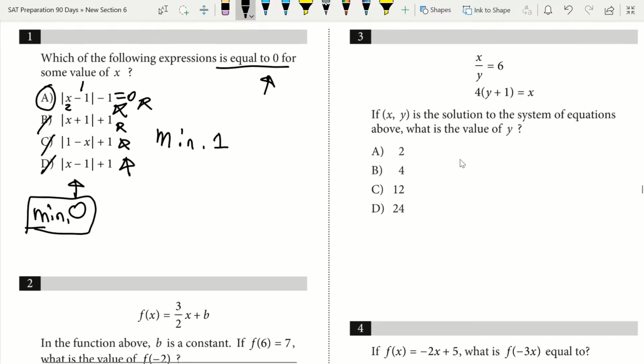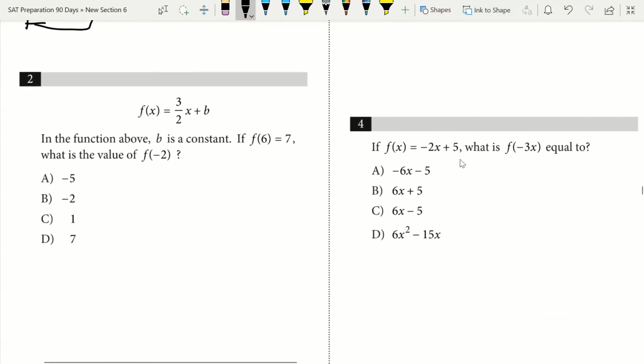All right, question 2. If the function above, b is a constant, if f of 6 equals 7, what is the value of f of -2? All right, so in order to solve for this, we have to solve for b. So what we're going to do is plug in that 7, because that's what f of 6 is equal to. And then we're going to do 3 over 2 times 6 plus b, and solve for b. So we've got 3 over 2, which is 1.5, times 6. That's going to give us 9.